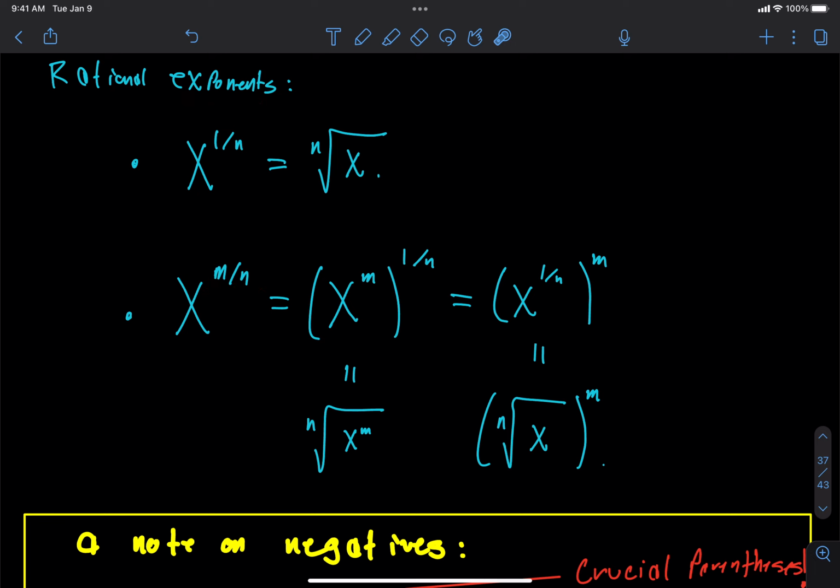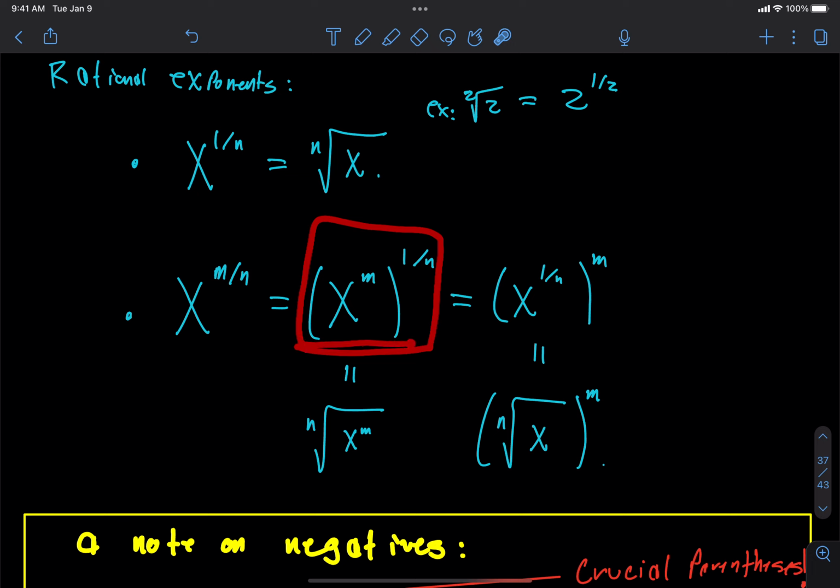So this is the cool relationship: x to the power 1 over n is defined to be the nth root of x. So 1 over n power is the same as nth root of x. In other words, the square root of 2 is the same as 2 to the 1/2 power. We also have x to the power m over n is equal to x to the power m to the power 1 over n.